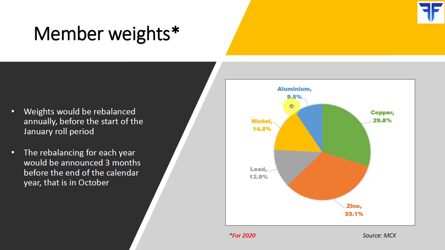Keep in mind that these weights are not fixed throughout. Instead, the weights would be rebalanced annually and will become effective before the start of the January roll period. The rebalanced weights would be announced 3 months before the end of the year, that is in October.